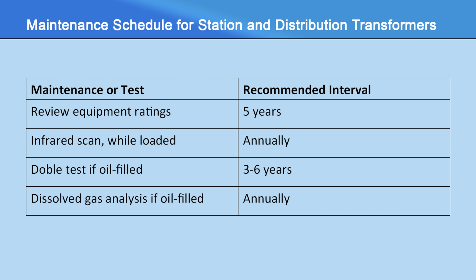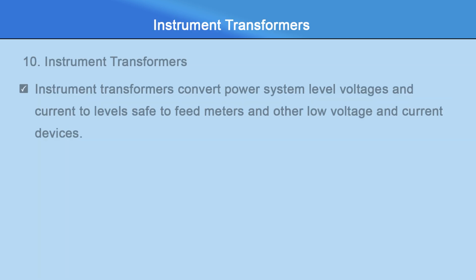The first test is the review of equipment ratings, which is performed every 5 years. Next is infrared scan while loaded. This is performed annually. Next is double test if oil filled. This is performed between 3 to 6 years. And last one is the dissolved gas analysis if oil filled transformers are used. These are performed annually. Next is the instrument transformer.